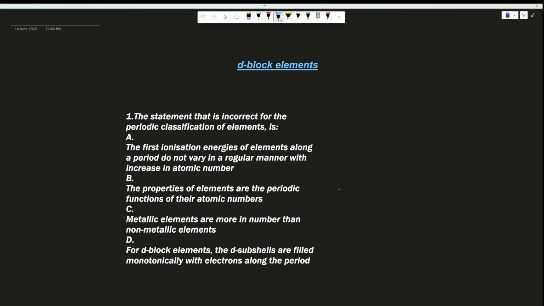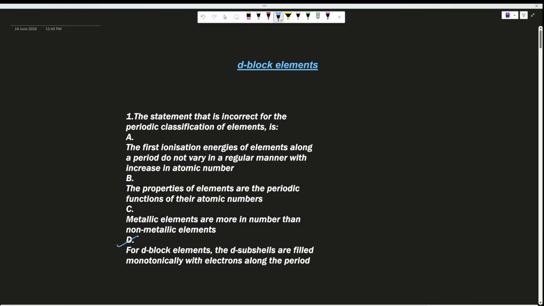Okay, but we know that we have some exceptions, right? If you look at 3D elements, in that you have exceptions for chromium and copper, and in 4D and 5D there are more exceptions. Okay, so it is not filled monotonically. That's why this is incorrect.